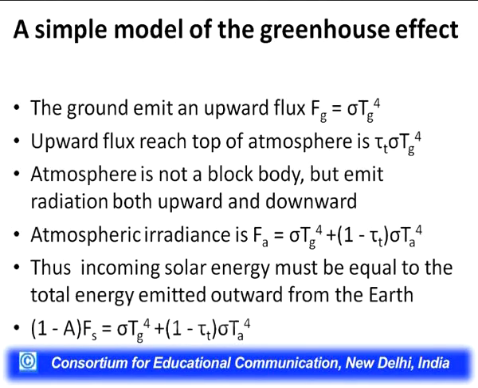Now, the atmosphere is not a black body, but it emits radiation both upward and downward. The atmosphere irradiance Fa is equivalent to tau t sigma Tg to the power 4 plus (1 minus tau t) multiplied by sigma Ta to the power 4. Thus, incoming solar energy must be equal to the total energy emitted outwards from the Earth. Therefore, (1 minus A) Fs will be equal to tau t sigma Tg to the power 4 plus (1 minus tau t) sigma Ta to the power 4.